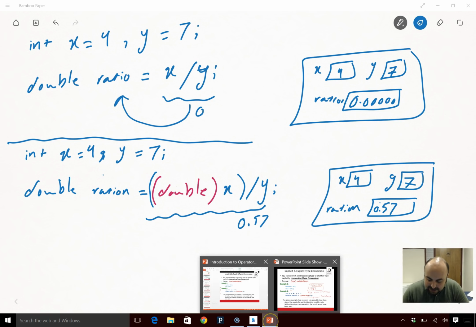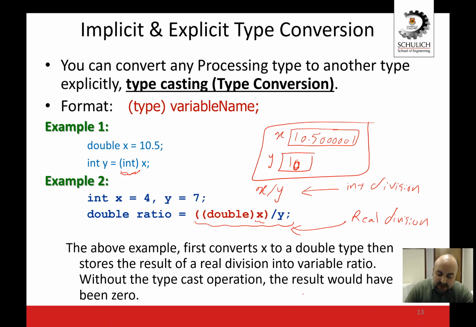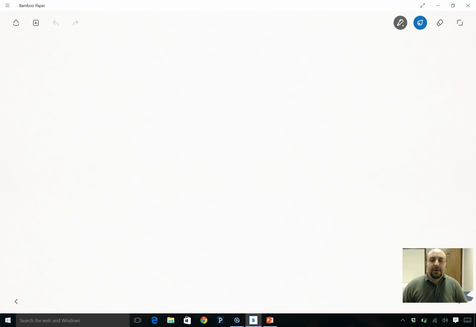So going back to the slides, this type that I'm showing here is actually called explicit type conversion. It is explicit because we are actually showing it here. Okay, there is one quick topic that I want to discuss before finishing this lecture, and that is a really cool shortcut in processing. It's the same way in Java and C++ as well.